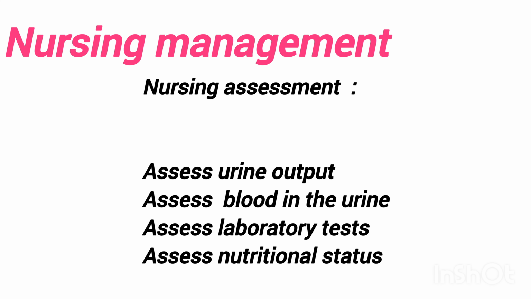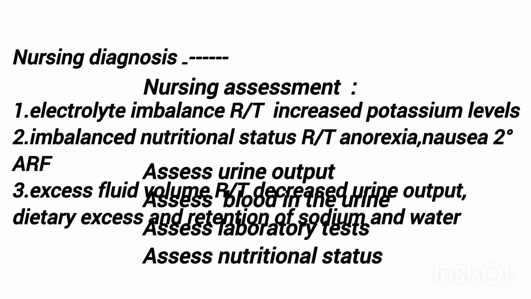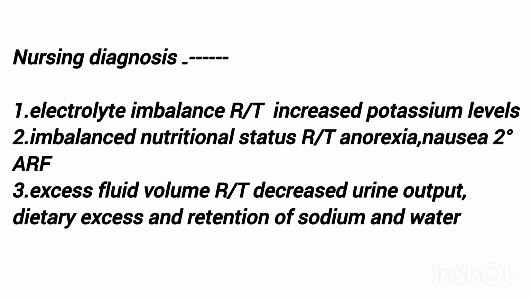Based upon the assessment, we can make a diagnosis in order to take care of the patient. There are 5 diagnoses, and you have to do them priority-wise. The first nursing diagnosis is electrolyte imbalance related to increased potassium levels, because of the accumulation of waste products in the body. So that's the first diagnosis.